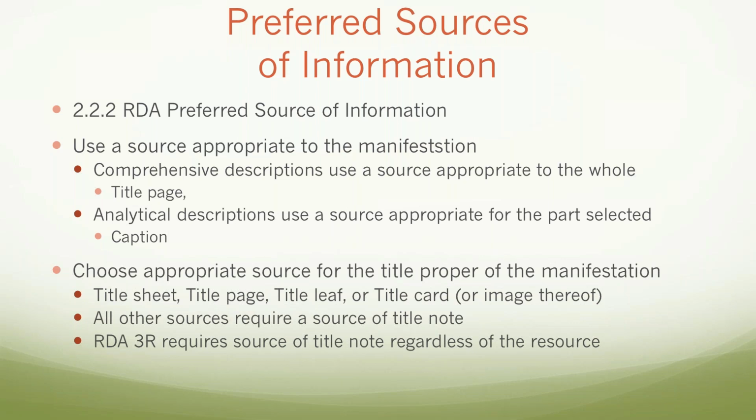So if there is a title sheet or title page, title leaf, title card, something like that, then that is a preferred source of information for, in particular, a comprehensive description, and you should take your title information and much of your other information as much as possible from that same source. If there isn't something like that, then you would use the most appropriate and comprehensive resource of the title and other information that you can find.